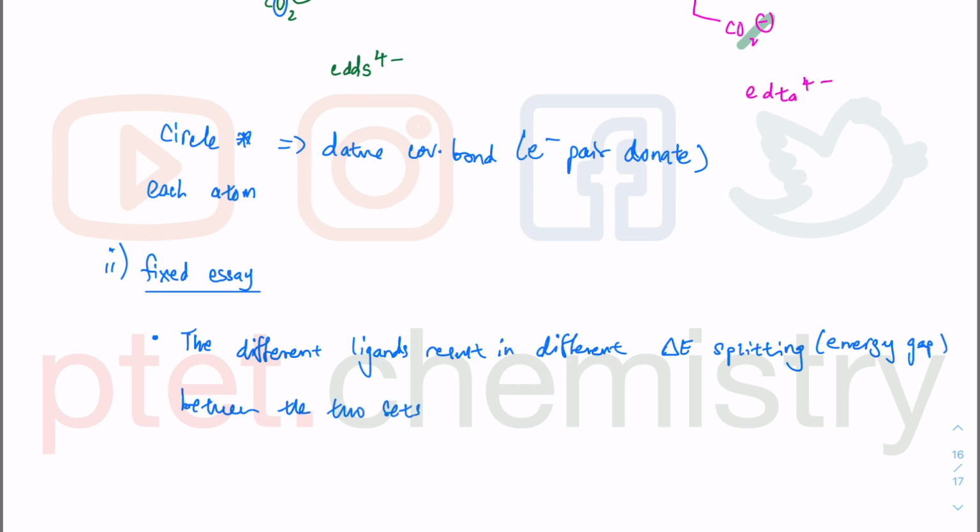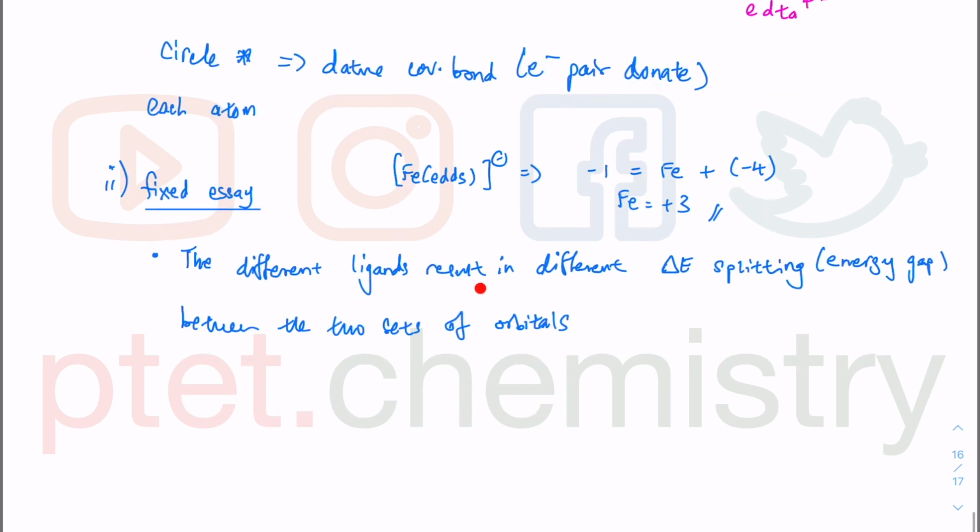This question is asking why, since both of them are iron 3 plus. Hang on, you have FeEDDS minus, so overall it is -1. Iron you don't know, but each EDDS is -4, just like EDTA 4 minus. So each Fe is +3. Each of them is iron 3. One of them is red, one of them is yellow. Obviously the different ligands, EDDS versus EDTA, cause different splitting.